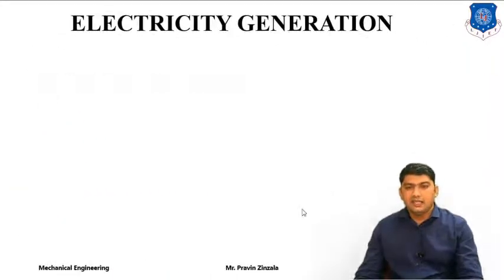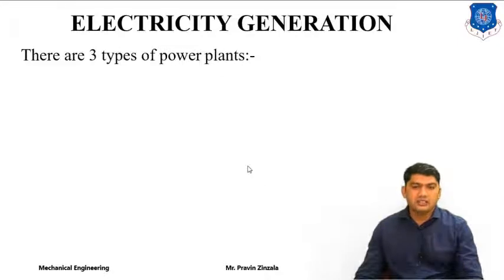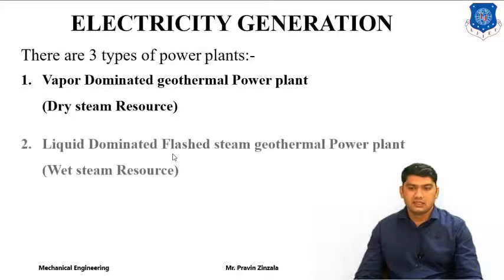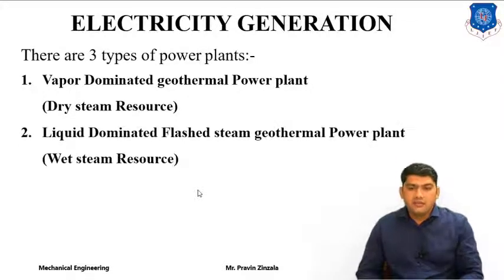Next is electricity generation. There are basically three types of geothermal power plant. The first is the vapor dominated geothermal power plant, called dry steam resources. The second is the liquid dominated flash geothermal power plant, or we can also say waste steam resources.